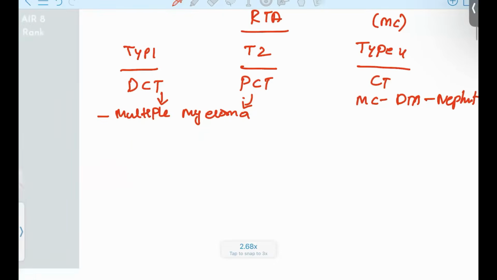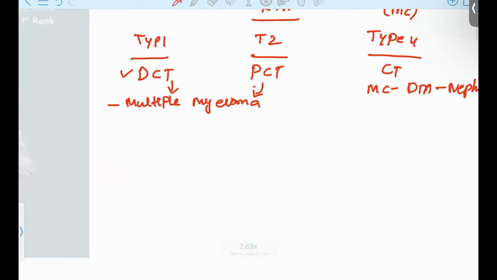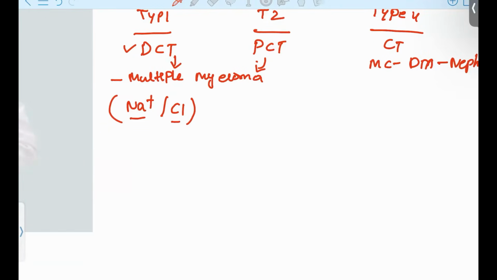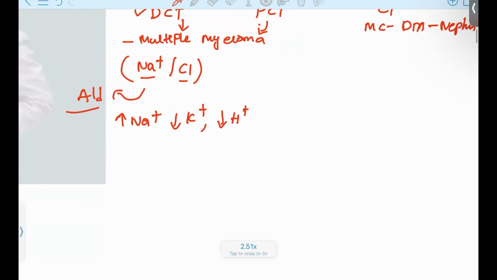And what happens in this specific condition? So type 1 is affected in the DCT. The main function of the DCT is sodium and chloride handling. What happens when the sodium and chloride are not functioning properly? This leads to aldosterone activation. If the aldosterone is activated, it leads to a sodium increase in the body and a potassium decrease in the body. Along with that, H plus ions are also lost. So this is the presentation of RTA type 1. And this will lead to nephrolithiasis. The patient will have a risk of nephrolithiasis due to increased calcium levels also.